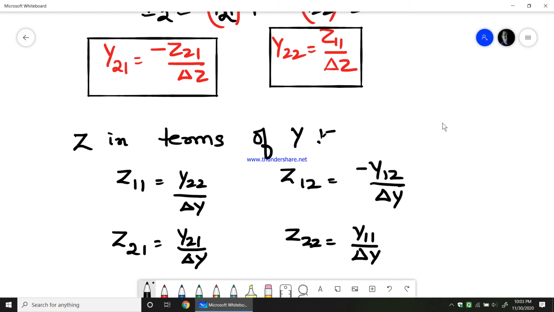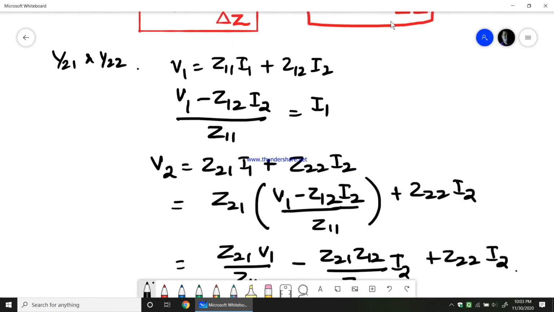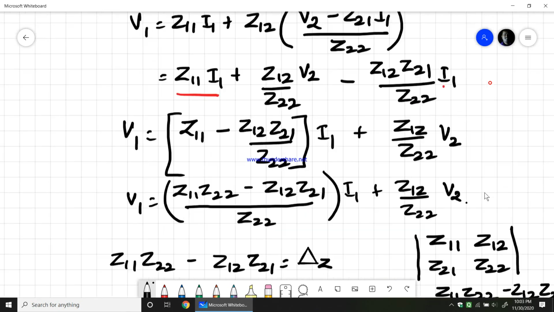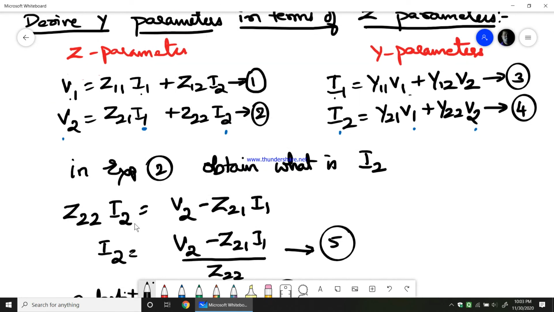Same way as we did for Y in terms of Z: we took Z, did some jumbling with Z so that we could compare with Y, and derived Y. When deriving Z in terms of Y, you take the Y parameters, do the same work, get the Z parameter equations, and then compare the two equations so that you get Z in terms of Y.